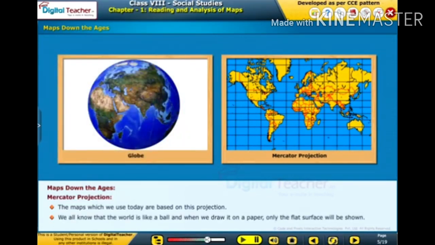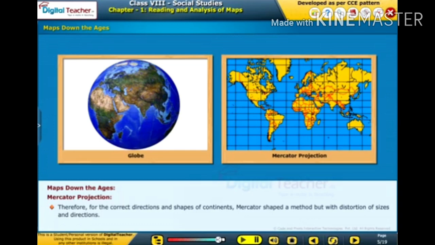We all know that the world is like a ball, and when we draw it on paper, only the flat surface will be shown. Such representation causes distortions in the shape of continents and distances. Therefore, for the correct directions and shapes of continents, Mercator shaped a method but with distortion of sizes and directions. This method came to be known as Mercator projection.